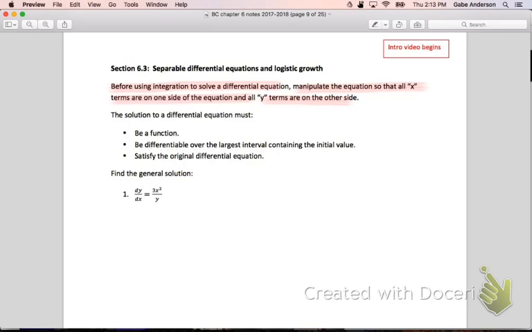The solution to a differential equation will end up being the function that, if differentiated, would give you that differential equation. So we're just trying to undo the derivative that has already been done. The solution has to be a function, has to be differentiable over the largest interval containing the initial condition, and of course, if we do everything right, it'll still satisfy the original differential equation. We're going to start off by doing a couple of general solutions. We've done these before, so these would be hopefully some good warm-ups, and we'll get into some more challenging ones soon. Let's take a look at number one.